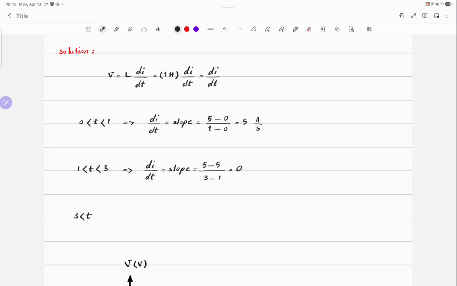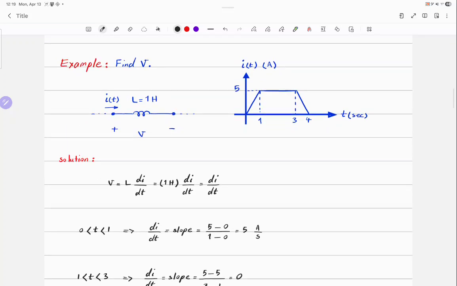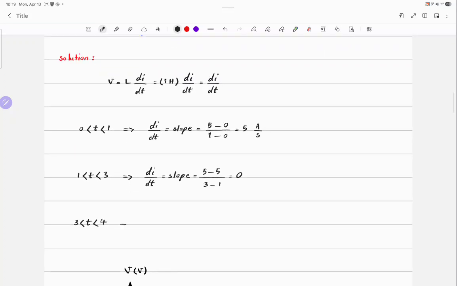T between 3 and 4, di over dt is equal to a slope, and it's equal to 0 minus 5 divided by 4 minus 3, and it's equal to negative 5 amps per second. Any problem?